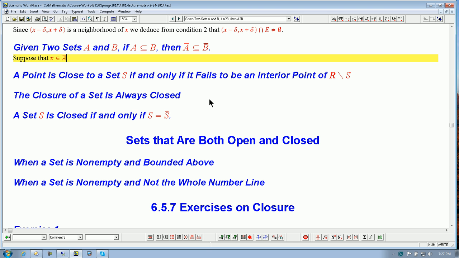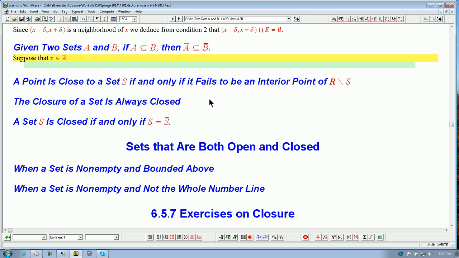I'm going to change color, and I'm going to tell you what I want to do. I want to show that X has to belong to B bar.